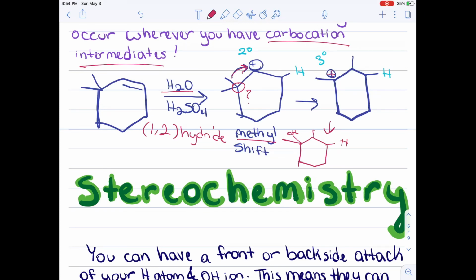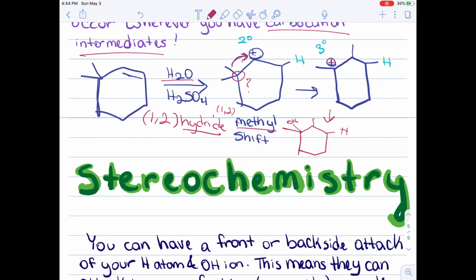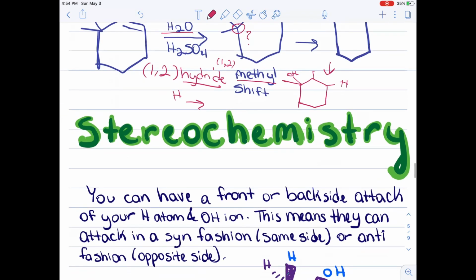This is called a methyl shift, specifically a 1,2 methyl shift, since it's going from carbon 1 to carbon 2. You can also have hydride shifts occur. This is just the switch of hydrogen onto another carbon atom.